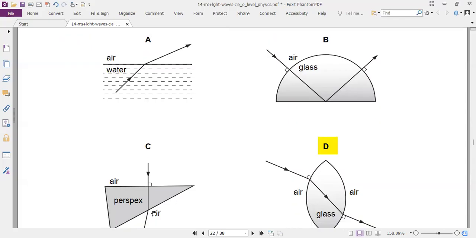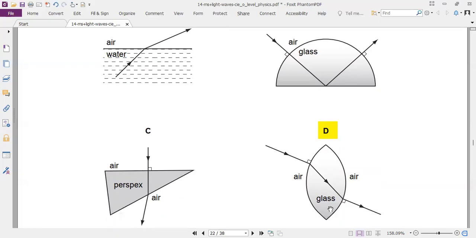So this one, again, it is coming from denser to less dense, and it's moving away. It is correct. Now look at this one. It is moving away from the normal. It is coming from denser to less dense. And then from here, it is moving towards the normal. Both are wrong. That's why D is not correct.